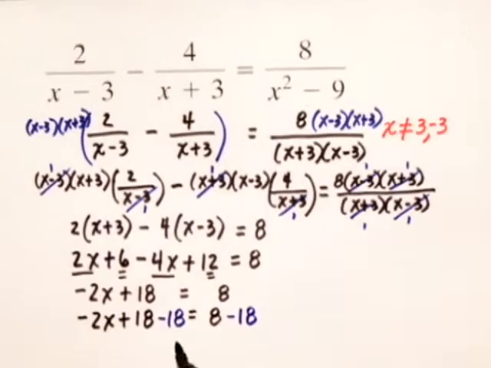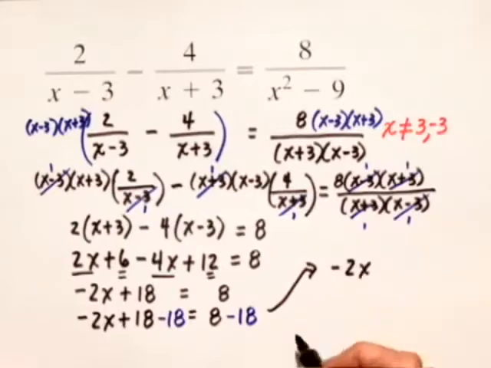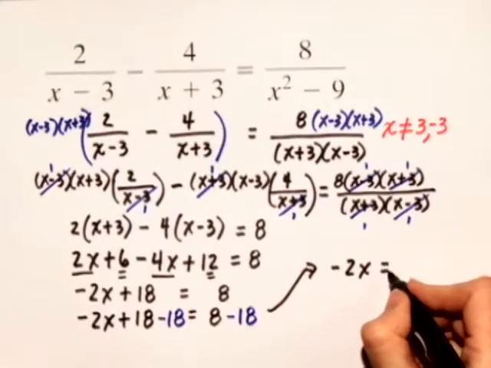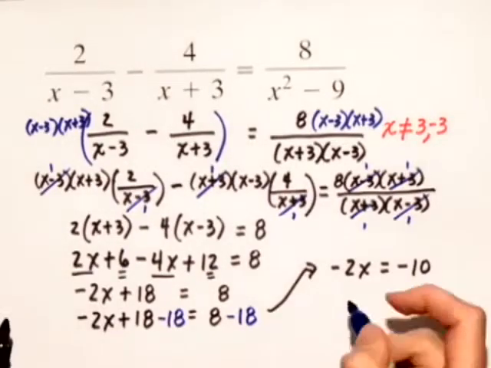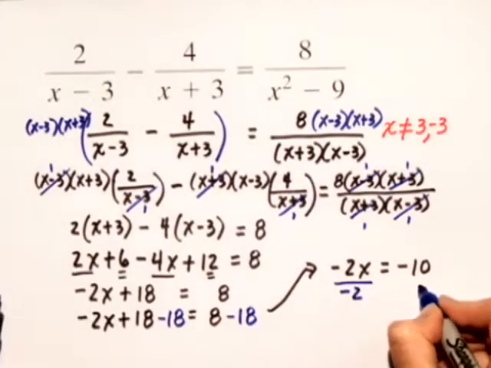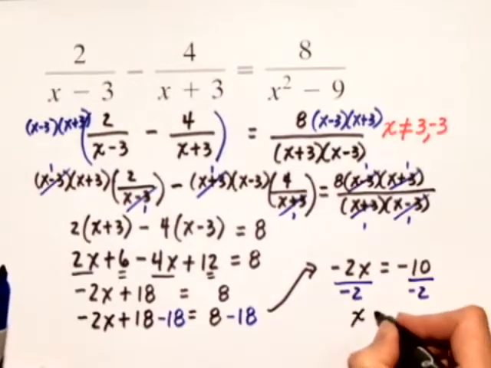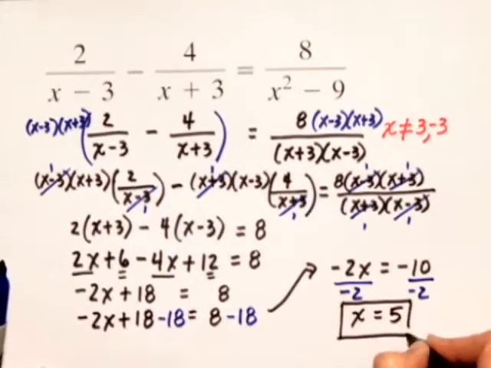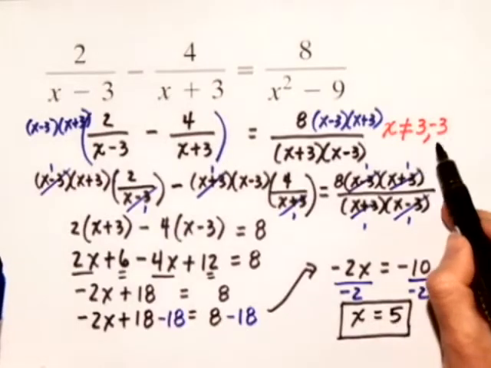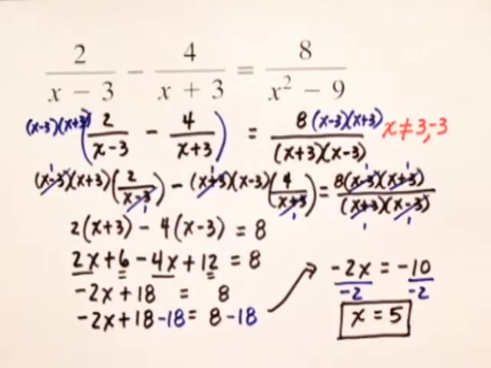When we simplify this, now we have simply negative 2x on the left-hand side is equal to 8 minus 18, which gives us negative 10. Our last step is to divide both sides by negative 2, and we're left with our solution. x is equal to positive 5. Now notice that this solution, x equals 5, is not part of our restricted values that we talked about in the beginning. So our solution set is x is equal to 5.